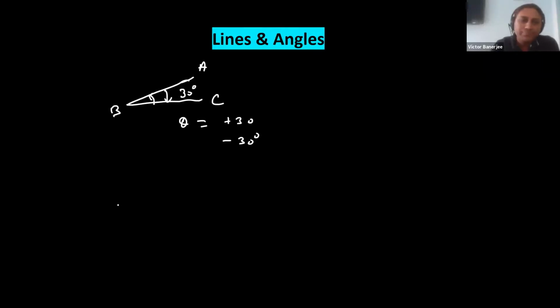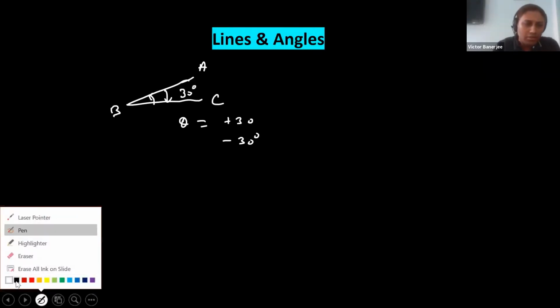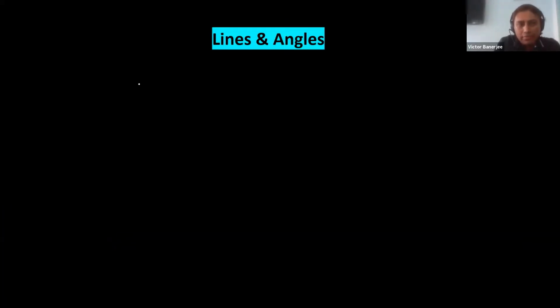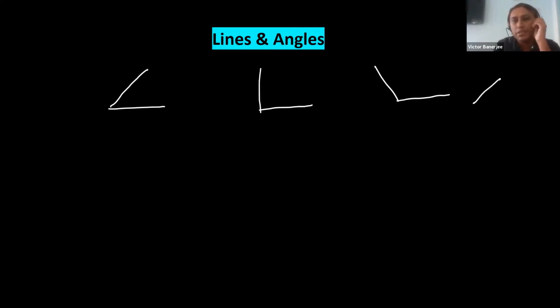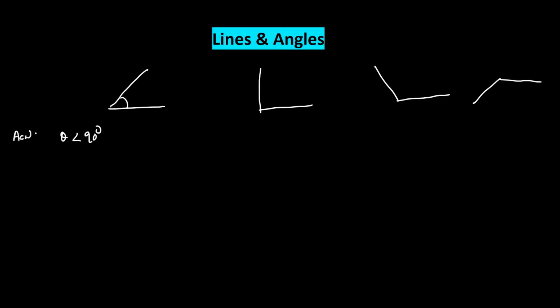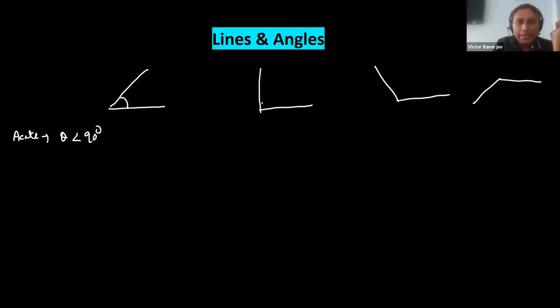That's not a problem. So now, just a quick concept review. Suppose this is one angle, this is another angle, and this is another angle. And let me draw another one, which is less than 90 degree. What is this angle called, guys? Acute angle. And this angle, equal to 90 degree, that's a right angle. You all know.